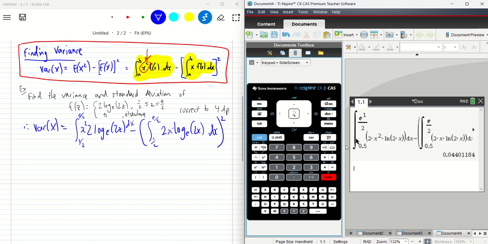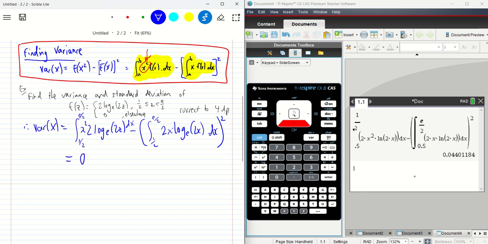Just double check I've done everything right there. 0.5 to e over 2. It's so easy to make a mistake. 2x squared log e of 2x dx. Yep, take away the integral from 0.5 to e over 2 of 2x log e of 2x. That all looks good to me. And did I get the squared right? Just want to make sure it looks good. Yep, that looks good. So my answer is the variance is, what did I want? 4 decimal places. So 0.0440 to 4 decimal places. Fantastic. So that's that.